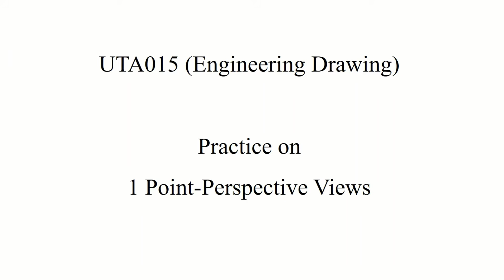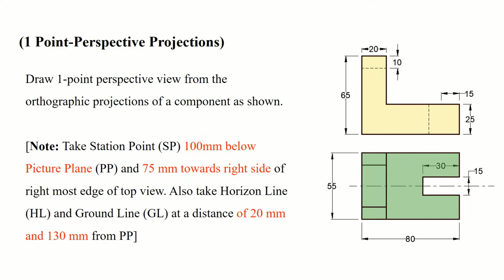Hello everyone, this is yet another video on making one-point perspective projections of an object. In this problem, the front view and top view of the object are given, and the data related to the location of the station point, the horizon line and the ground line is also given. So let us attempt this problem in AutoCAD.